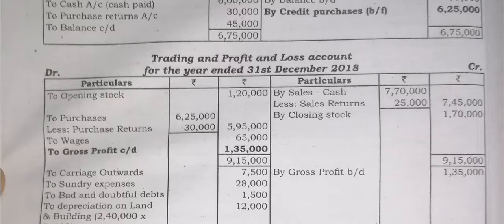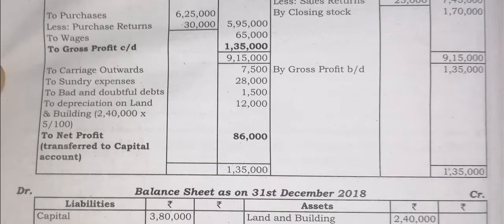And 120, 595 plus 65, this 3 add and less, you will get 135 as balance figure, gross profit. Then again that gross profit is credited in the P&L account by gross profit 135. If you balance this after adding all the 4, 75, 28, 15 and 12, then subtract from 135, you will get 86 as balance figure, that is the net profit.